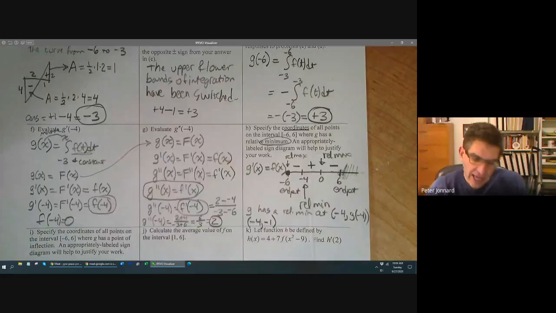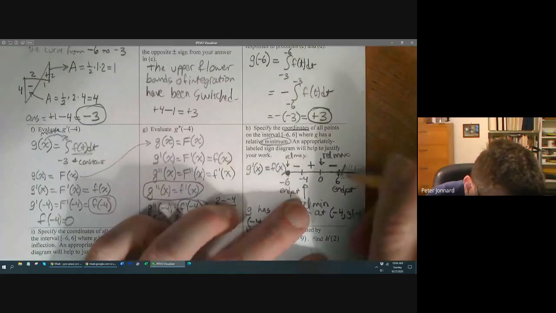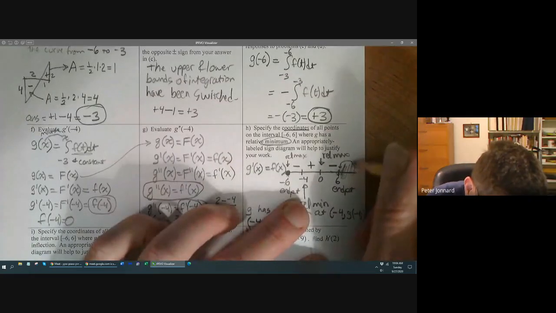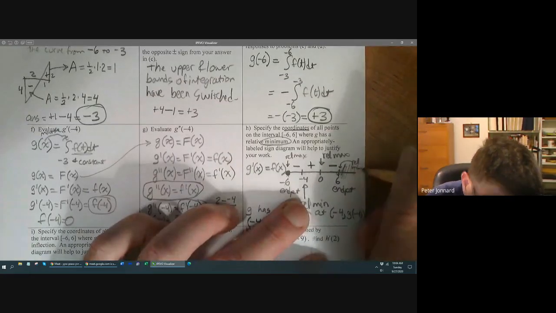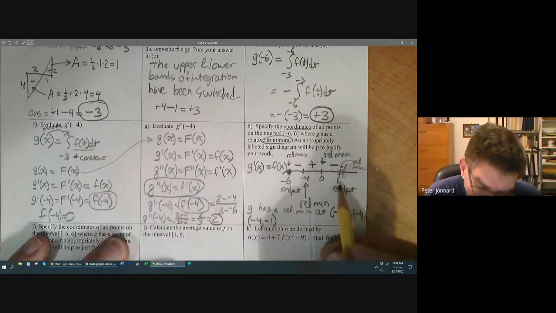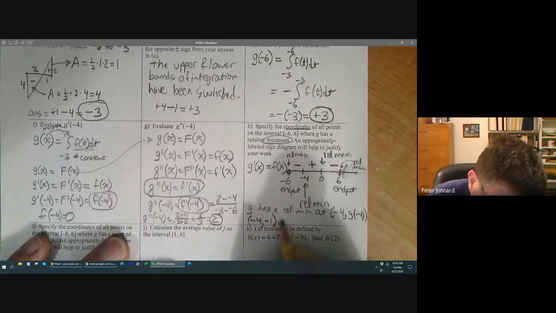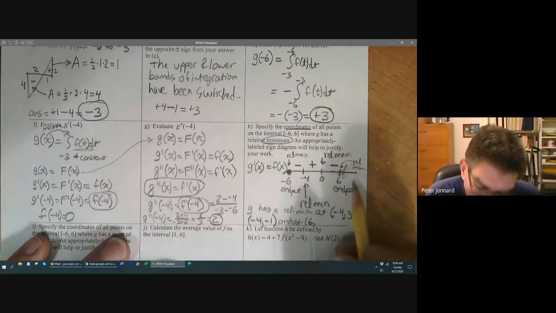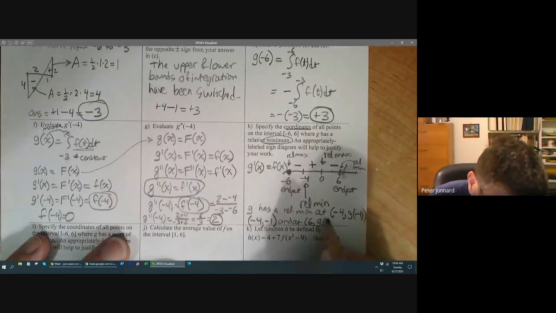Okay, so that is a relative min also. At 6, I have a relative min as well. Okay, and so I have one there. I also have one at 6. Okay, and at 6, comma, and then I need to evaluate G of 6.